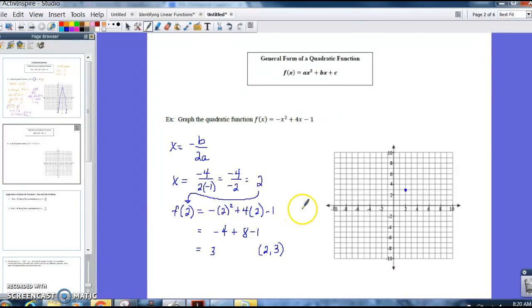Now that I have my vertex, I really go through the same process I went through with the other one. I'm going to find my x-intercepts, I'm going to find my y-intercepts, and I kind of ran out of room here. You should have enough room on your paper. I'm just going to write it up here. I first want to find my x-intercepts by setting my function equal to 0.